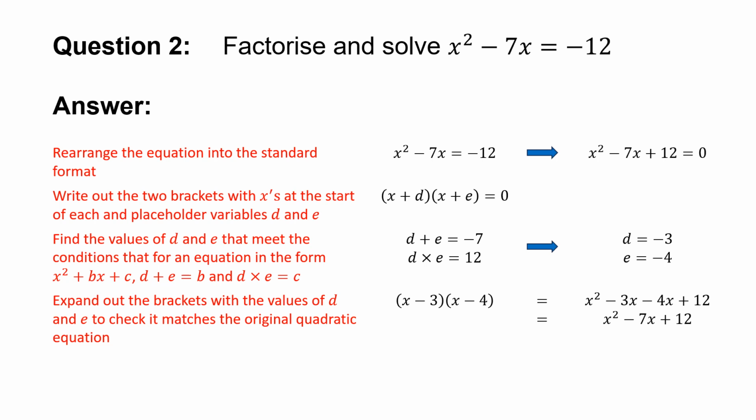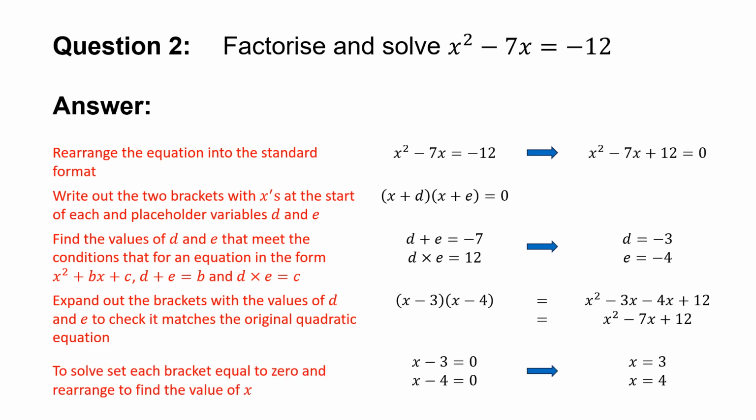So when we multiply this out, we get x squared minus 3x minus 4x plus 12. Simplified, this becomes x squared minus 7x plus 12, which is our original expression, or at least once we've rearranged it. And our last step is to solve. Doing this, we're going to set each bracket equal to 0, and when we do this, the first bracket, the solution for x is 3, and for the second bracket, the solution for x is 4.